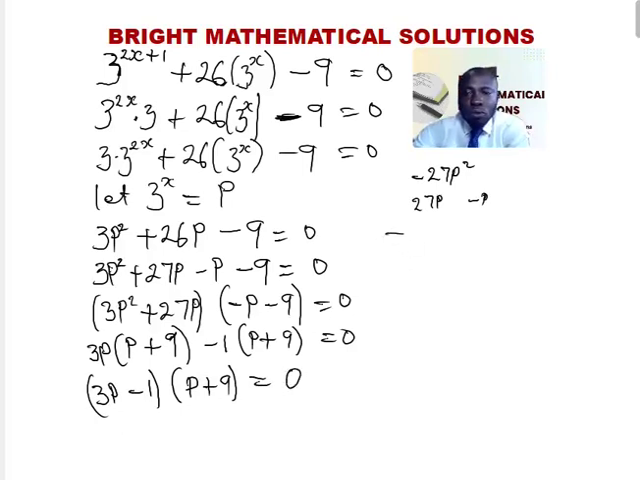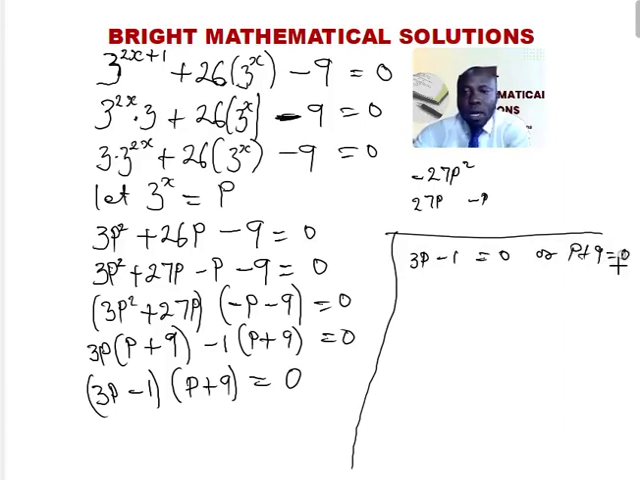So let us now take this. 3p minus 1 equals 0, or p plus 9 equals 0. Therefore 3p equals 1, or p equals minus 9. Therefore p equals 1 over 3, or p equals minus 9.